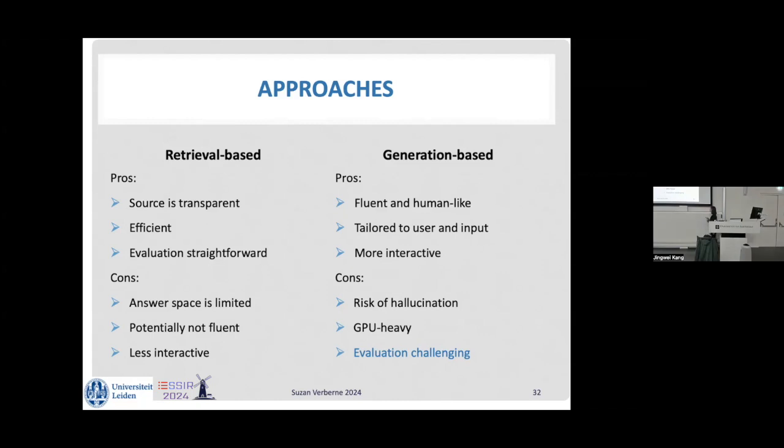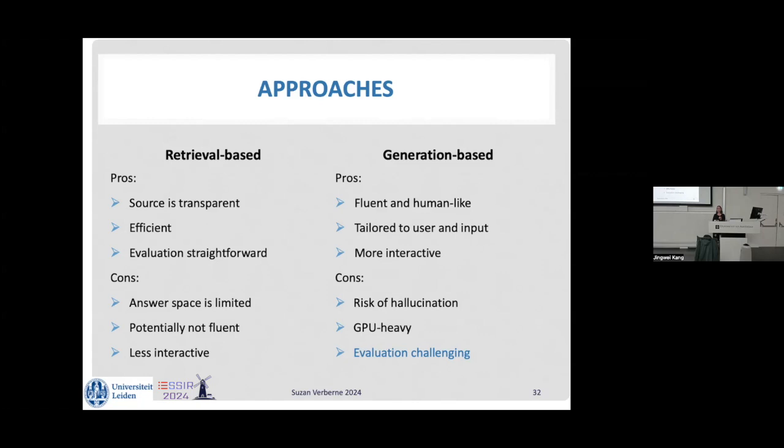And then if you look at the generation-based approach, it's exactly the opposite. It's fluent, it's tailored to the user and the input. So I would say it's very user-friendly, and this is also why people like interacting with chatbots. But on the other hand, there's the risk of false information due to hallucination, it's GPU heavy, and the evaluation is more challenging.